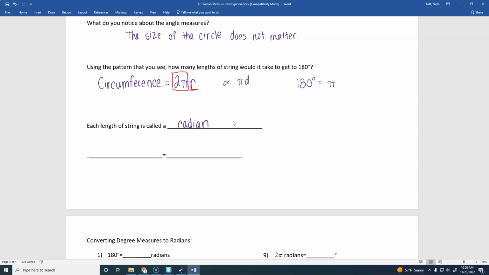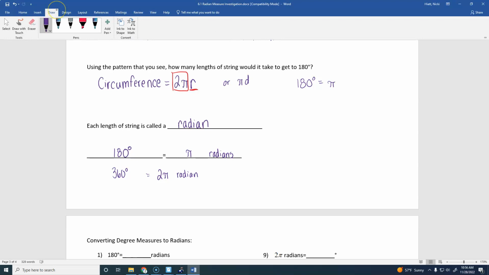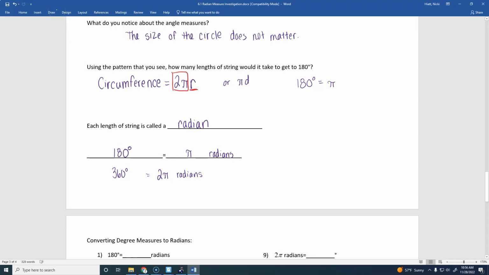So we know that 180 degrees equals pi radians. We also know that 360 equals 2 pi radians. But for what we're getting ready to do, it's going to be a little easier to use the 180 and the pi.